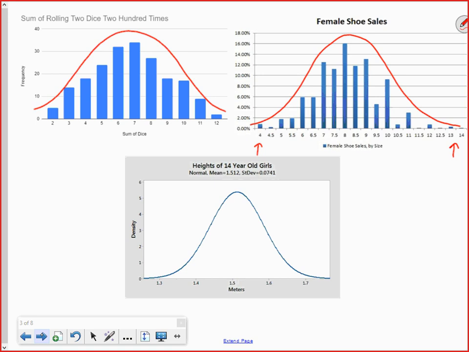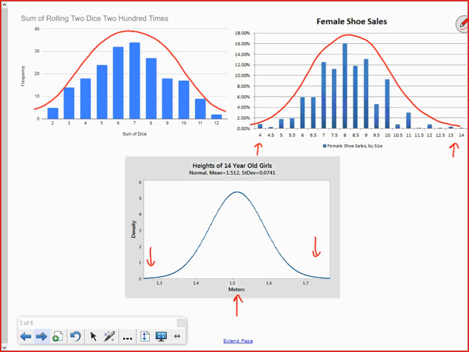Okay, and things like heights here. This is a smooth curve of heights of 14-year-old girls, where most people have a height somewhere here in the middle. There's a very small number of very short people, a small number of very tall people. Most people are there in the middle. Okay, and you're going to see this pattern for almost every physical situation you can think of. If you think of how far people can throw a baseball, some people can throw it really far, some people not very far. Most people are going to be somewhere in the middle.